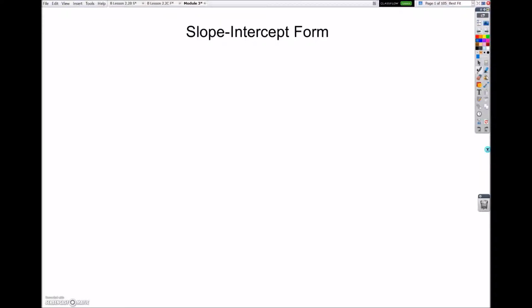Hello everybody. Today what we're going to be learning about is slope-intercept form. So first off we need to figure out what is slope-intercept form. Slope-intercept form is the formula of a straight line and it looks like y equals mx plus b. And as a reminder, this is our slope, and our b value, this is our constant and our y-intercept.